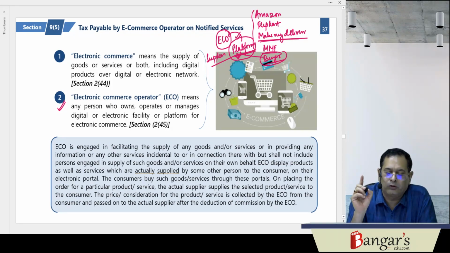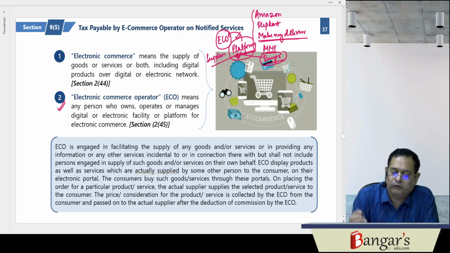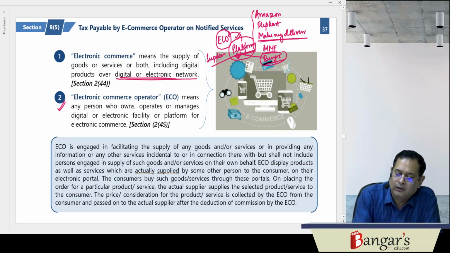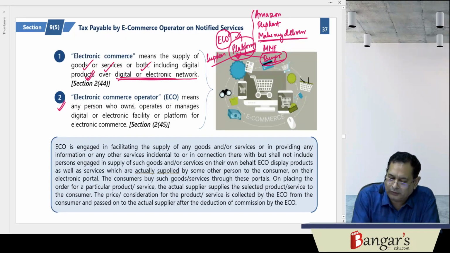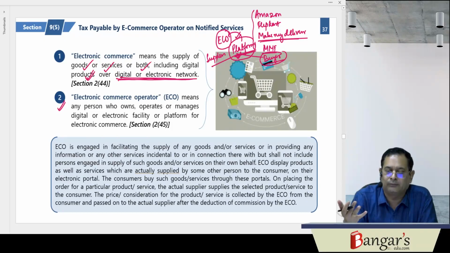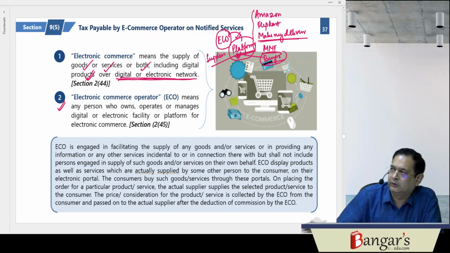So here electronic commerce basically means supply of goods or services or both, including digital products. Digitized books are also sold, e-books are sold, e-movies are sold over a digital or electronic network. So e-commerce basically means supply of goods or services or both, including digital products over a digital or electronic network. And the person who owns, operates or manages this digital or electronic facility or platform is known as the e-commerce operator.